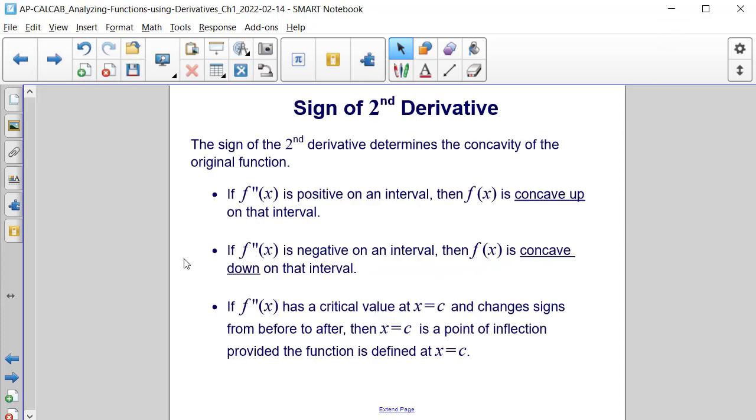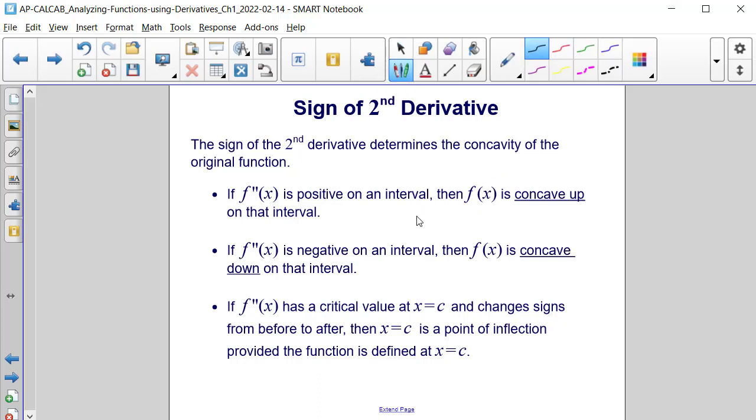The sign of the second derivative determines the concavity of the original function. If f double prime of x is positive on an interval, then f of x is concave up on that interval. If f double prime of x is negative on an interval, then f of x is concave down on that interval. If f double prime of x has a critical value at x equals c and changes signs from before to after, then x equals c is a point of inflection, provided the function is defined at x equals c.